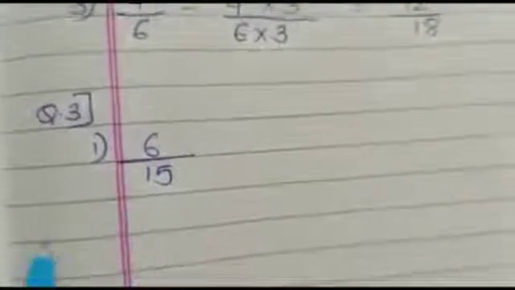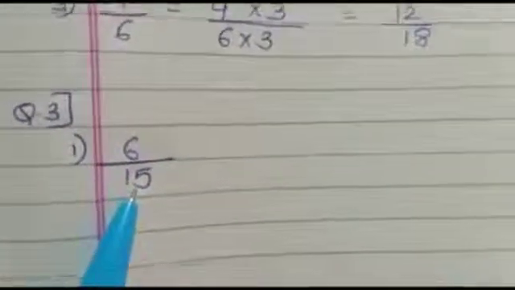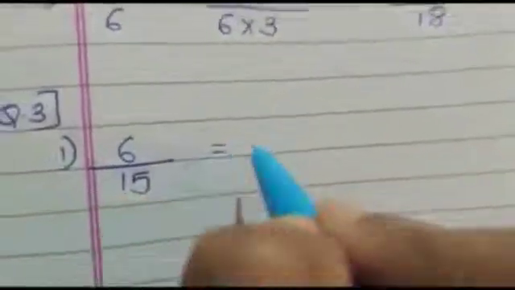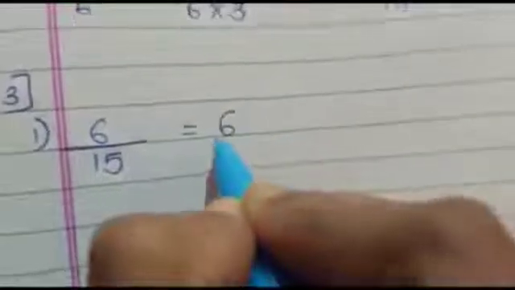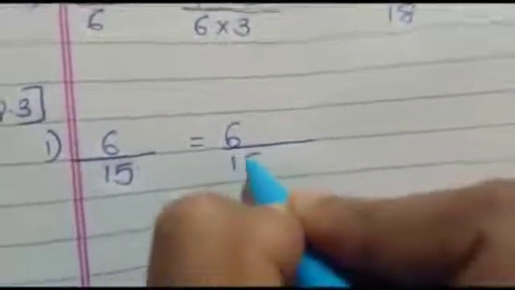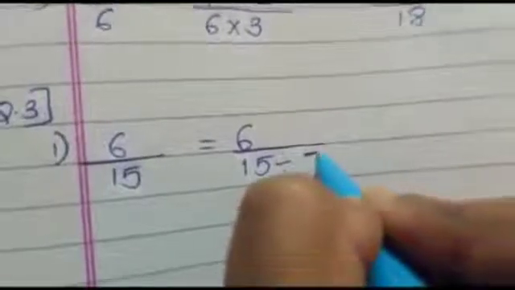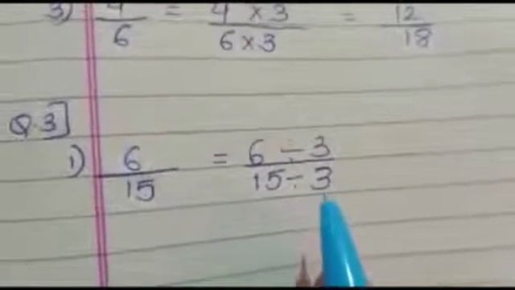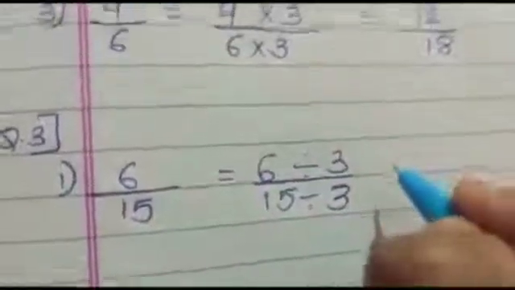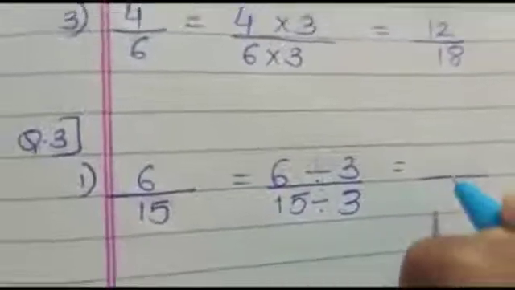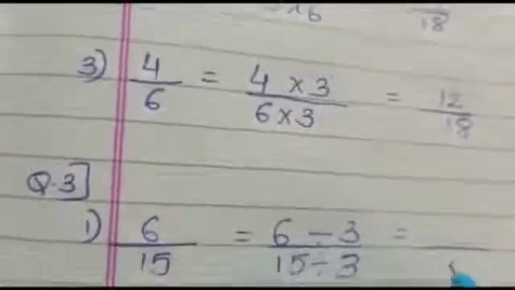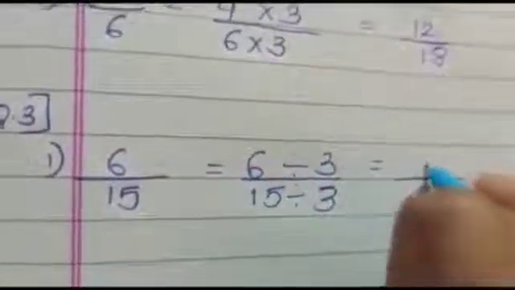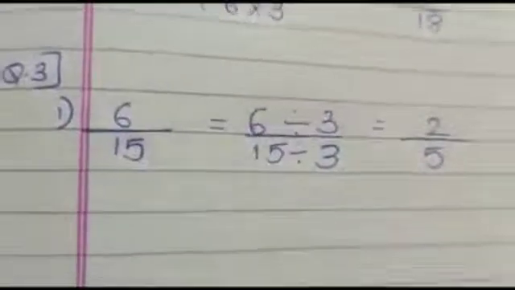Now, students, you have to see 15. आपको डिनोमिनेटर में क्या चाहिए? 5. Okay, तो 5 के टेबल में 15 आता है. Yes. So how many? 5 3s are 15. So that means what you will do? 15 divided by 3. You will get the answer as 5. And 3 के टेबल में 6 आता है. 3 2s are 6. You got the answer as 5. Okay.